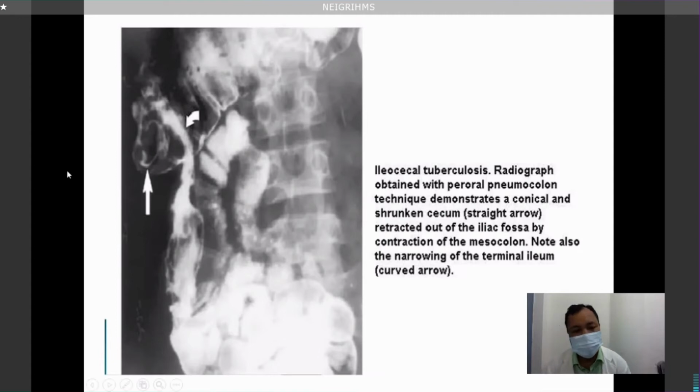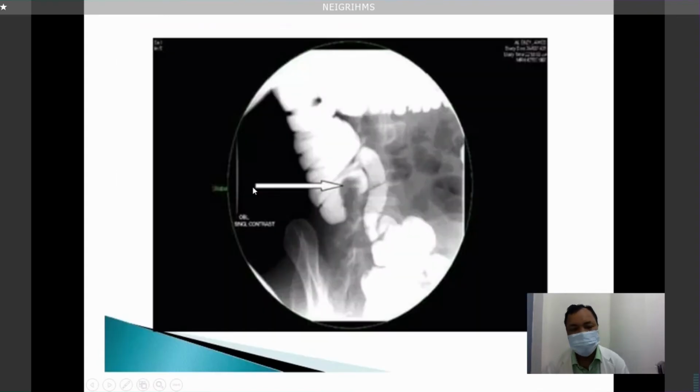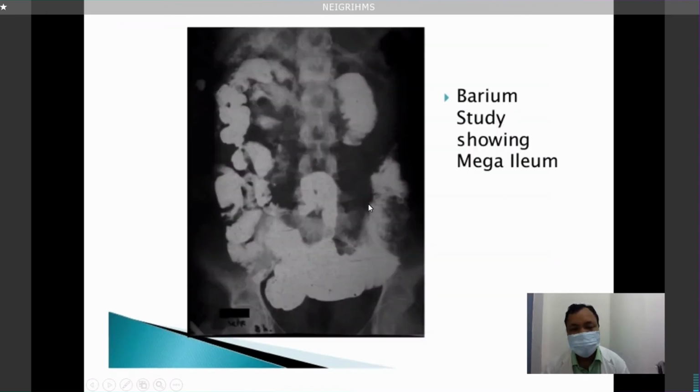So you can see here, it is quite thickened, and then this ileum is very much thinned out. So these are some of the barium pictures which you can appreciate. Here the ileum is grossly distended because of obstruction.